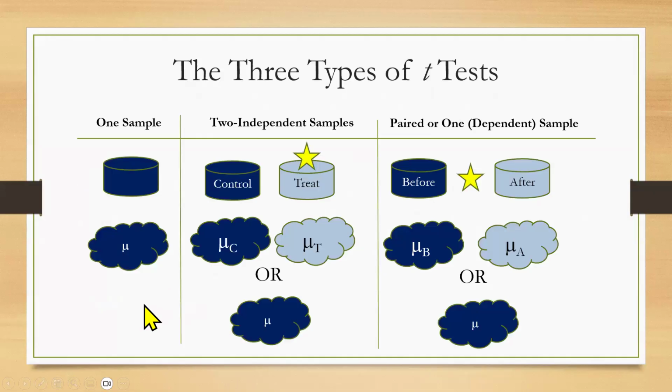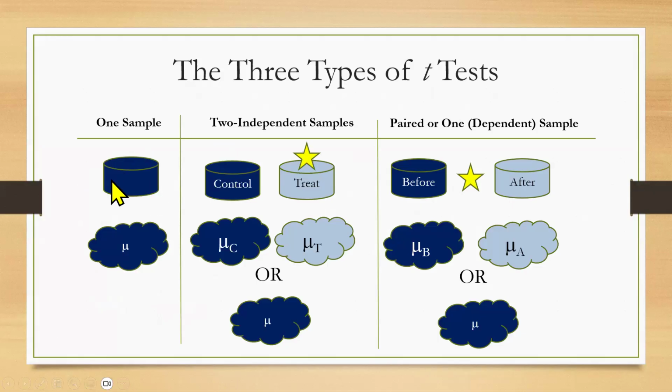All right, so this slide has a lot on it. We'll spend a little while on it. There are three types of tests that we can do using the t-distribution. And the one that we have done so far, the same as with the z, is something we're going to call a one sample t-test.